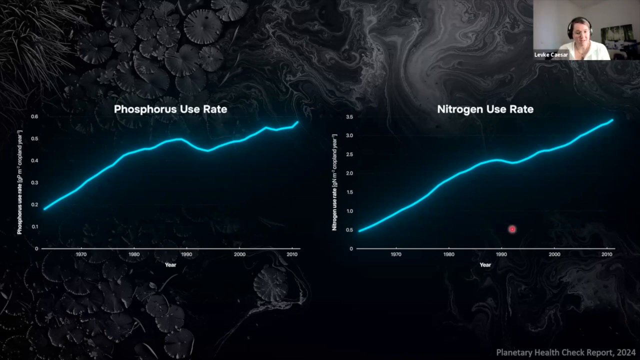Then on the right-hand side, we see that there's a similar trend for nitrogen. Nitrogen use has risen, probably even a little bit more dramatically, which is largely due to synthetic fertilizer application, which helps boost crop yields, but also comes at a cost, namely water pollution, but also the release of nitrous oxide, which is a potent greenhouse gas, and it can also lead to dead zones in the ocean. So basically creating zones where there's hardly any life.